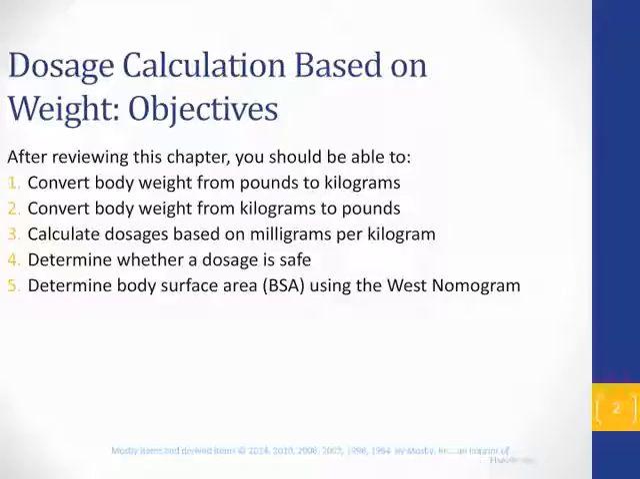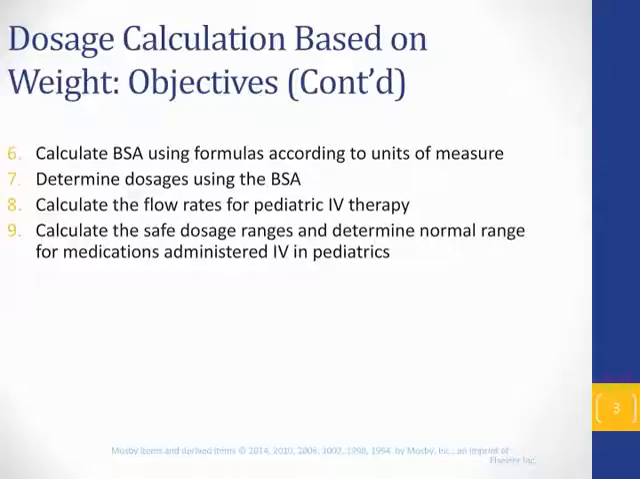We already began to do some converting of body weight between pounds and kilograms. That's what the chapters and modules talked about this week, as well as calculating dosages based on body surface area and using the West nomogram. The other key point is to look at whether a dosage is safe, and we'll go over that a little bit in this podcast. I wanted to also reiterate that we are not going to be working on IV flow rates for pediatrics this week.